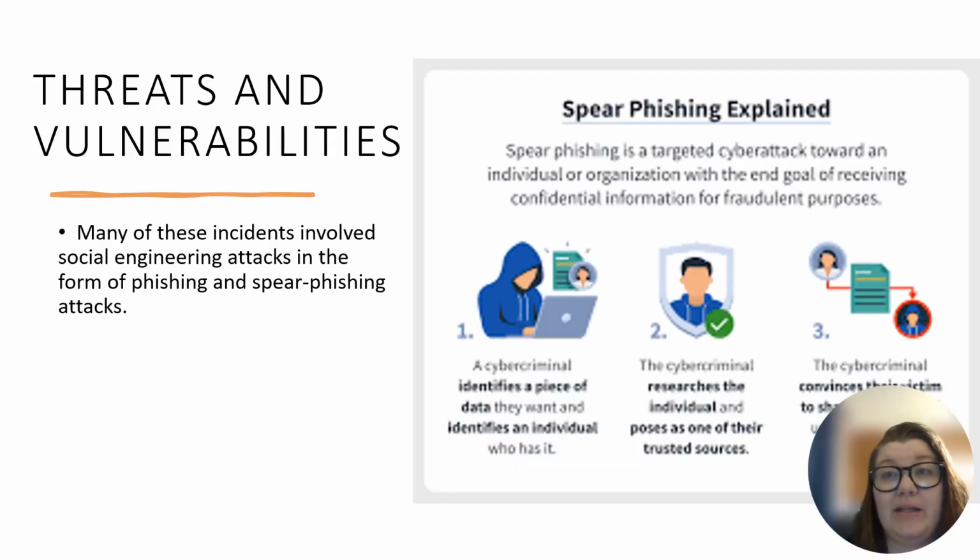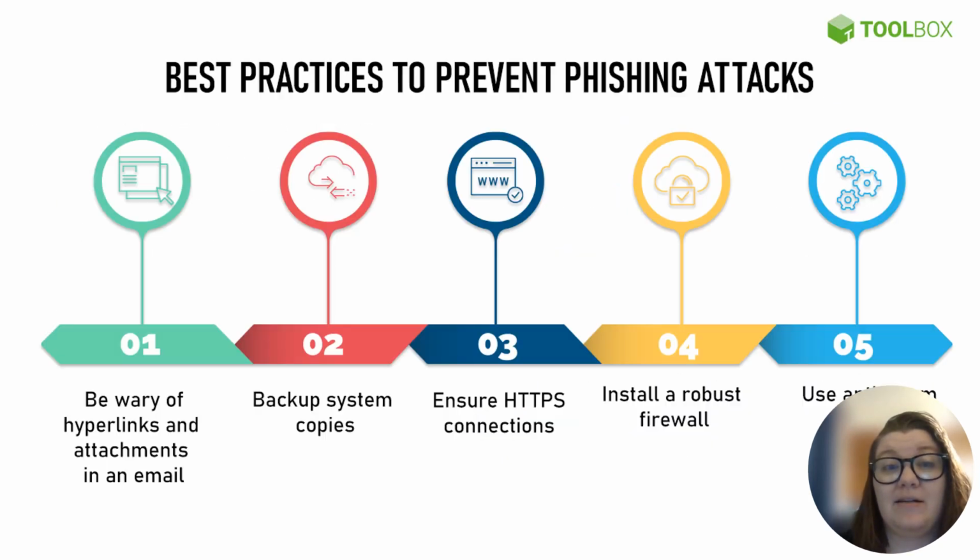So threats and vulnerabilities. Many of the incidents that we had at Nook Inc. involved social engineering attacks, specifically in the form of phishing and spear phishing. Spear phishing is a targeted cyber attack towards an individual or organization where the goal is to receive the confidential information for fraudulent purposes. The cyber criminal identifies the data that they want from the organization. They research the organization or individual and pose as a trusted source and convince them to share their data to use it to commit a malicious act.